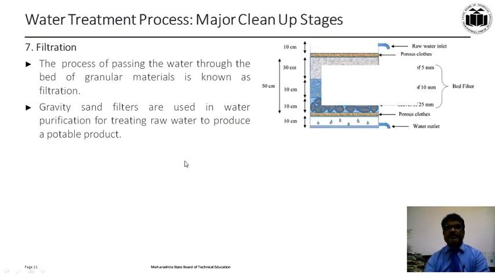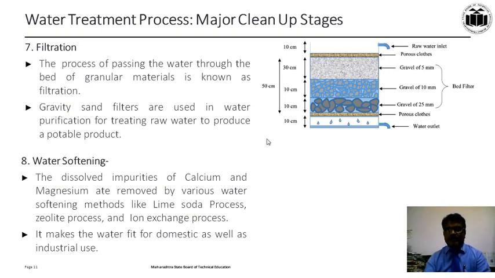Next process is filtration. Filtration is a process of passing the water through a bed of granular materials. This bed is called the filter media. The water is allowed to pass through the filter media. That process is called filtration. Generally, gravity filters are used for the filtration of water in a water treatment plant to produce potable water. This is the image of the filter media for the filtration of water.